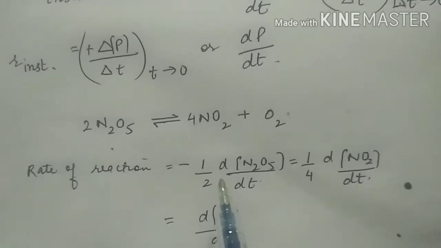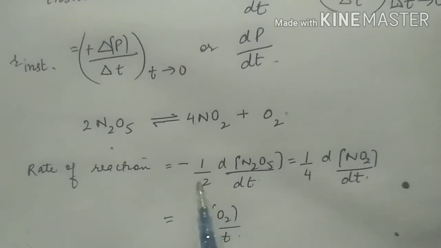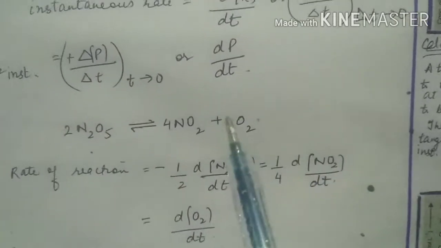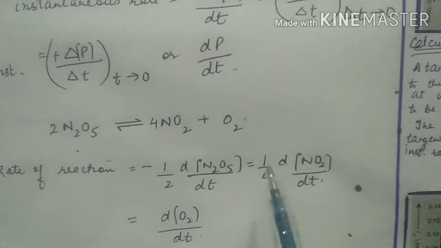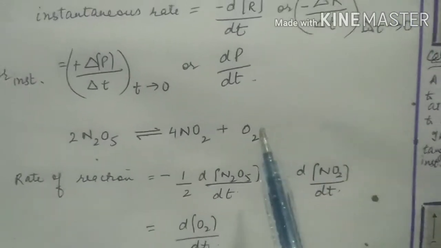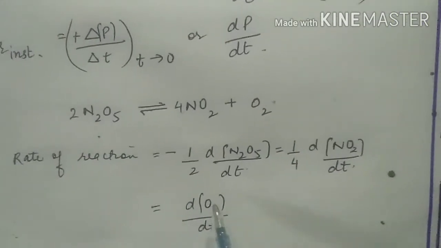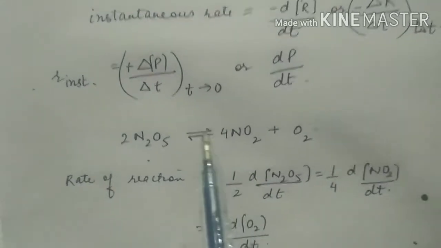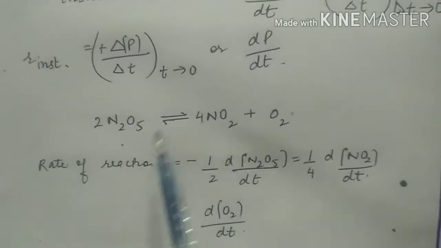2 is put into the denominator. We divide by 2, is equal to, this is product, so plus 1 d[NO2] upon dt and upon 4. And for oxygen 1 mole, so d[O2] upon dt, plus. So this is how you can express the rate of the reaction in terms of either reactants or products.